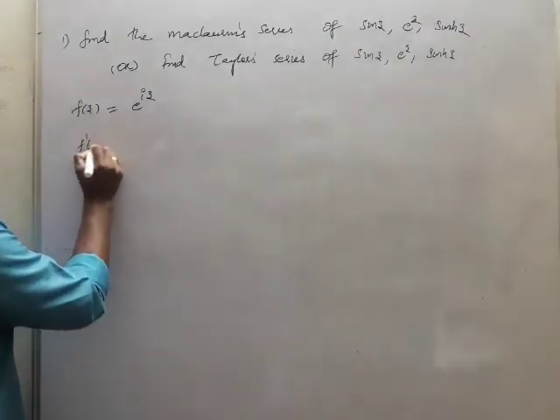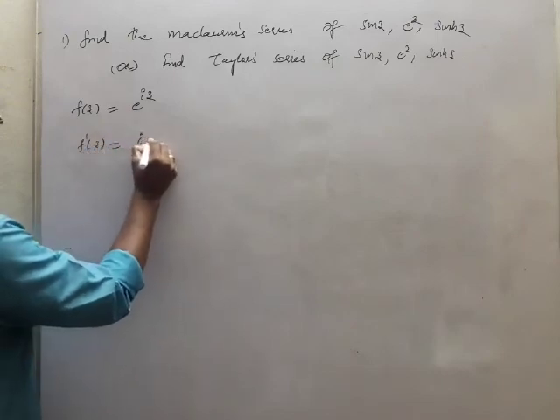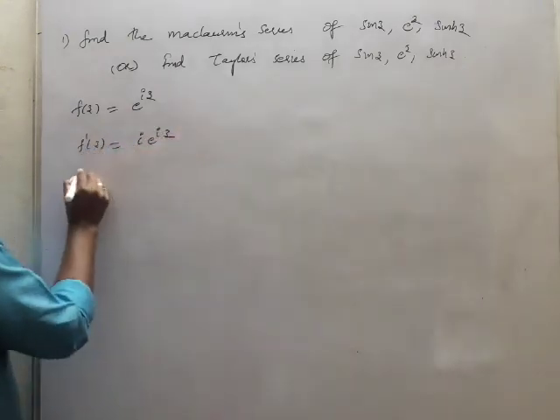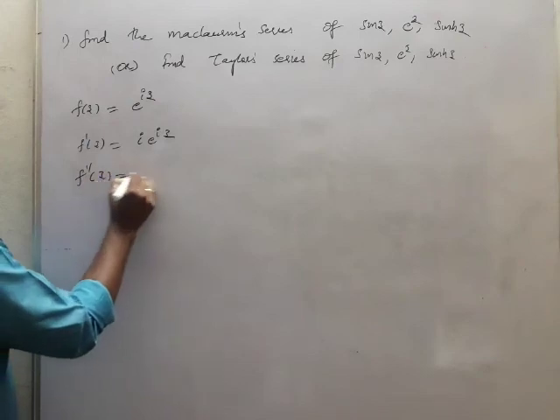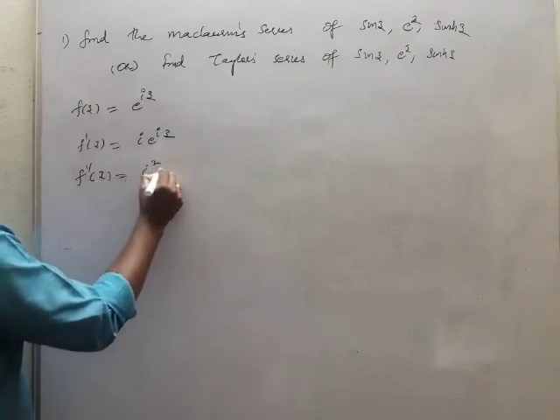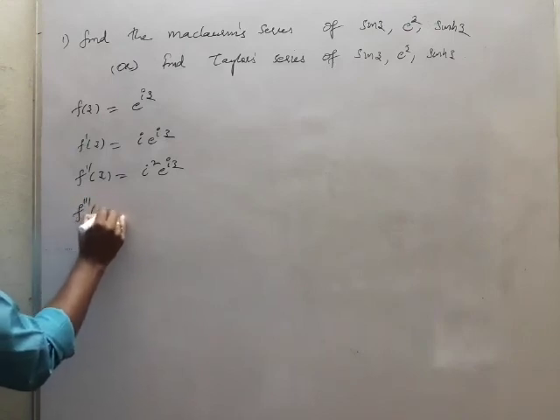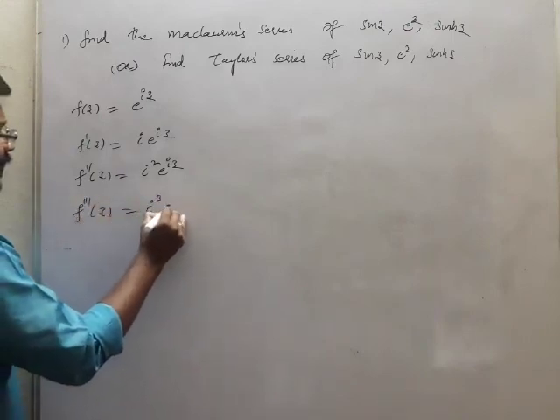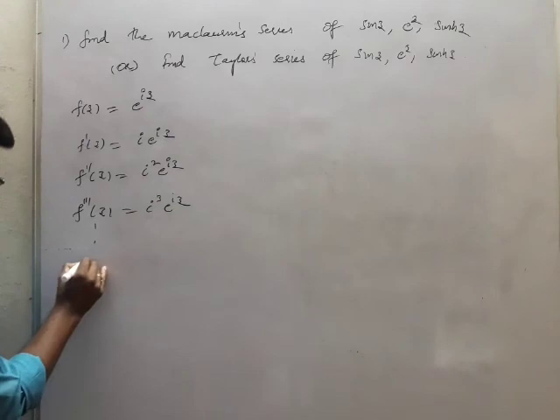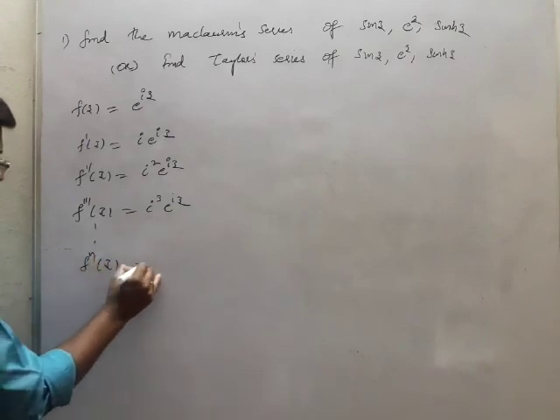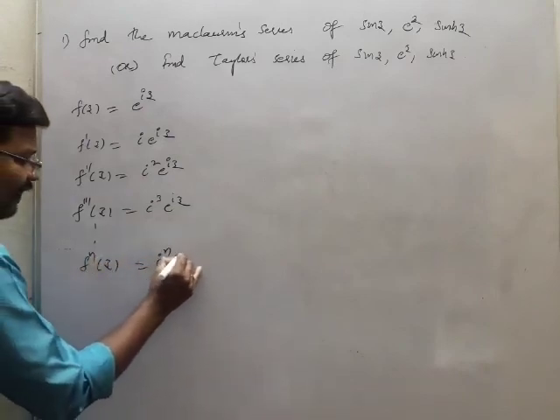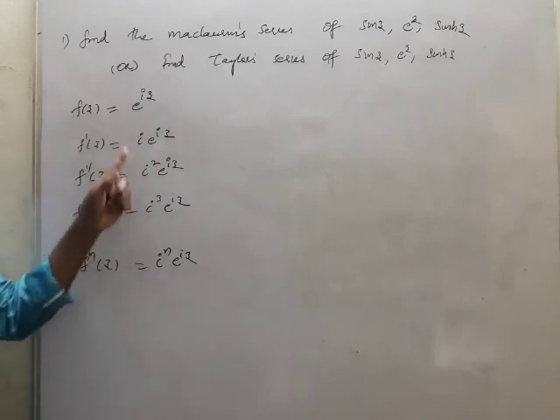So f′(z) is i times e^(iz). f″(z) is again i² e^(iz). Then f‴(z) is i³ e^(iz), and so on. fⁿ(z) is iⁿ e^(iz). Like that you will be getting.